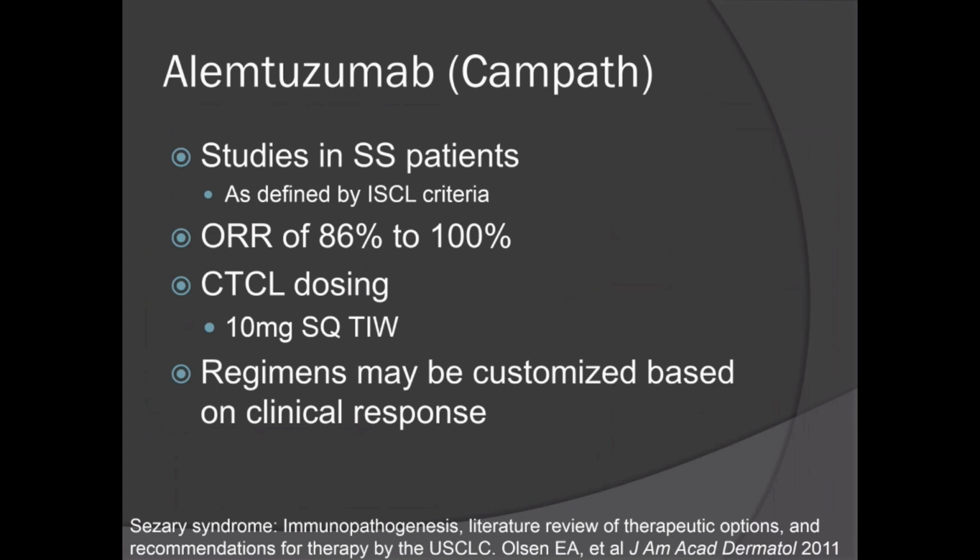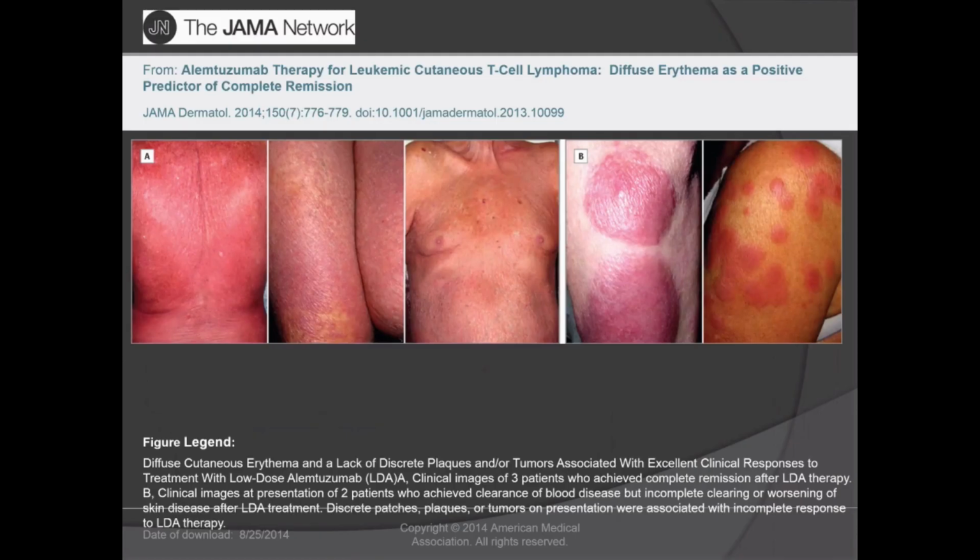Another interesting thing about Campath is that you can kind of customize the regimen, so you can treat a patient 3 times a week for a month, and if they look good right away, you can kind of hold off and see how they're doing. And if their symptoms start flaring again, you may give them another 2 to 4 weeks of therapy. And many patients who were retreated had a secondary response, so that's good.